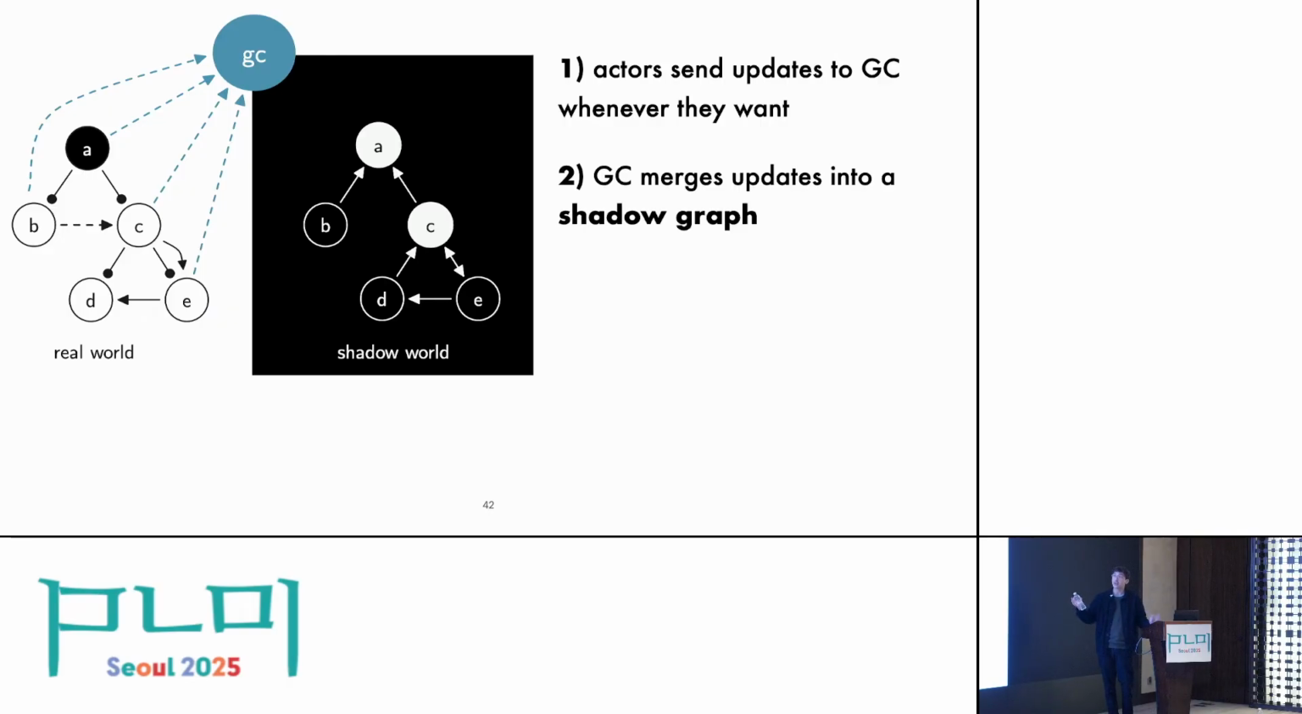And the garbage collector merges that information from the left, and it builds a picture of the world, like I've talked about before, and that's called the shadow graph. The shadow graph represents its view of the world. And then the garbage collector, at any point in time, while it's merging that data into the shadow graph, it can then trace the shadow graph and figure out from that which of the actors are garbage retroactively.